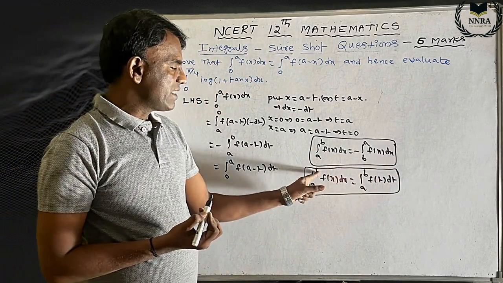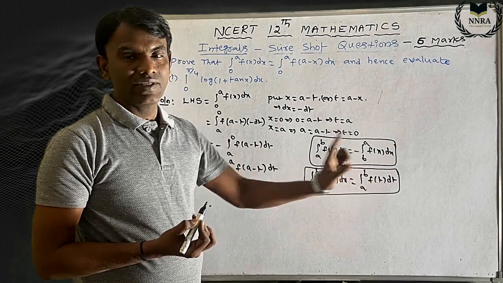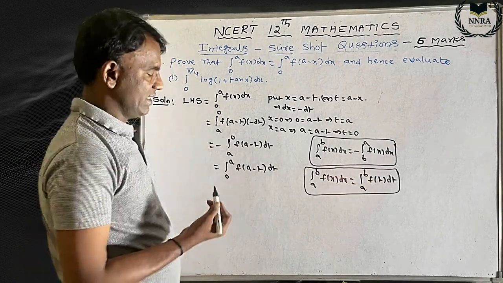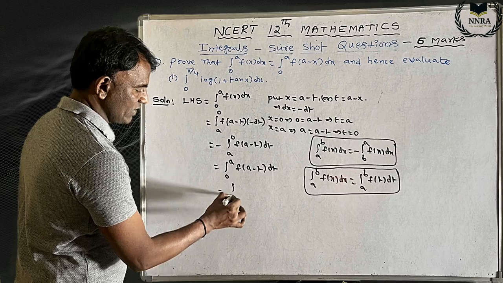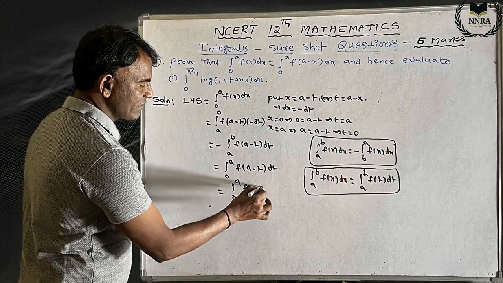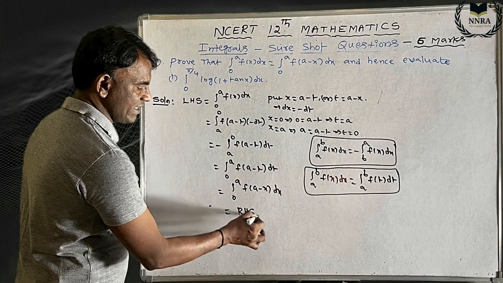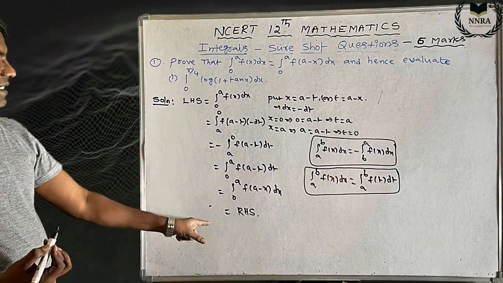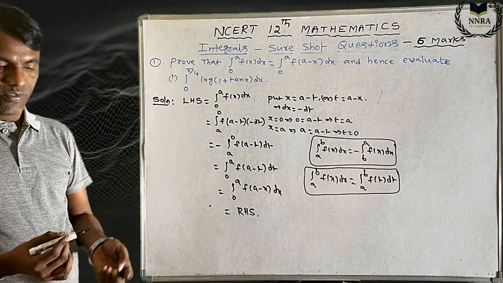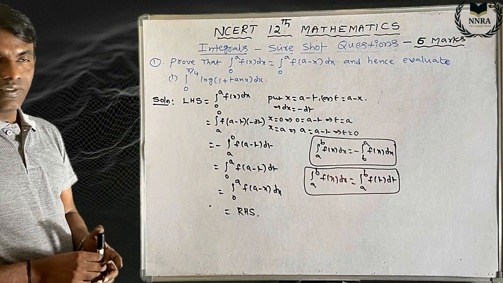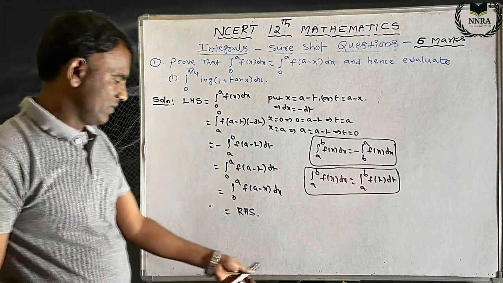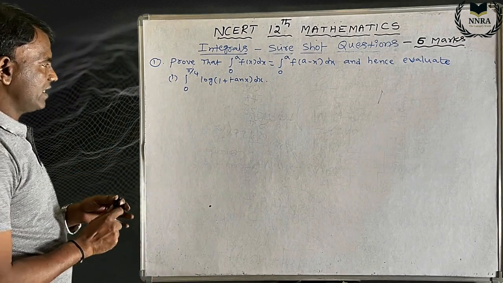It means the limits are the same, then the variables are also equal. Okay. Then how to write it? Integral 0 to a f of a minus x into dx, that equals RHS. So LHS equals RHS. So we proved the derivation. Now we'll do this question. Okay. Now this is the first question.